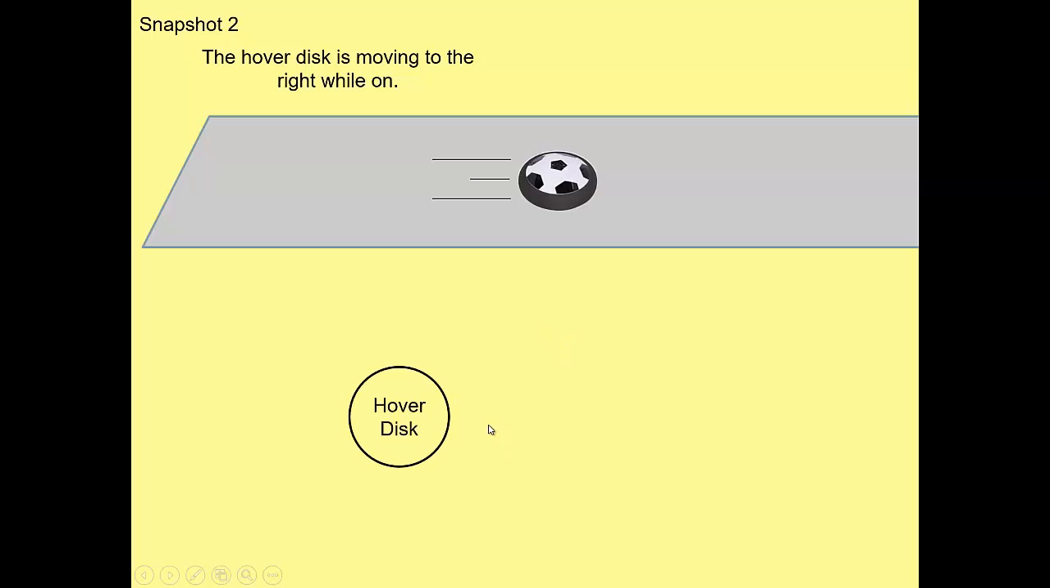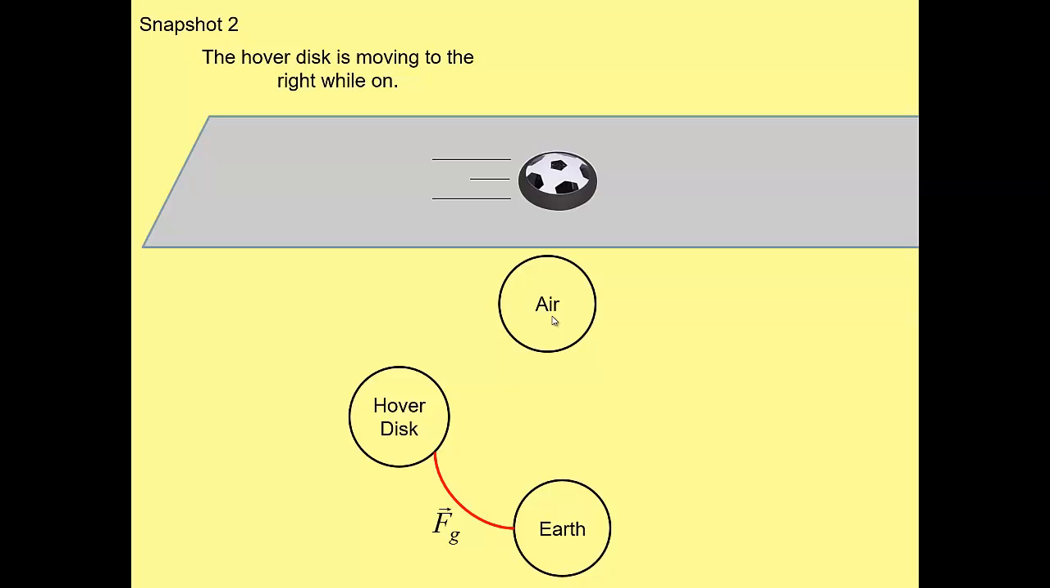So let's do a little system schema. We've got the hover disk. What is it interacting with? Of course, the Earth through the force of gravity. Is it being supported? Yeah. Right? But be careful here. Is it actually touching the table or the floor? No. Right? The hover disk rides on a little cushion of air. That's what's actually supporting it, is the air, not the table.